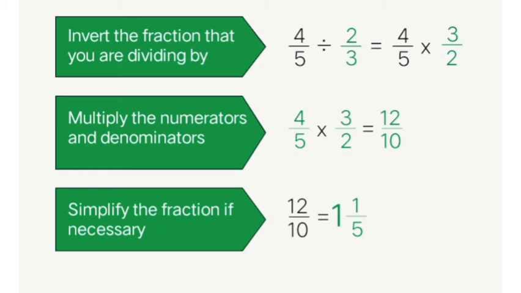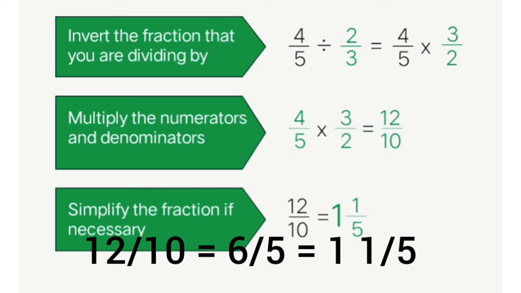Now, multiplying numerator by numerator gives you 4 3's are 12. Denominator: 5 2's are 10. So you have 12 by 10, which is again an improper fraction. The improper fraction has to be converted into a mixed fraction in your final answer. So 12 by 10, which is improper, will be converted into a mixed fraction.